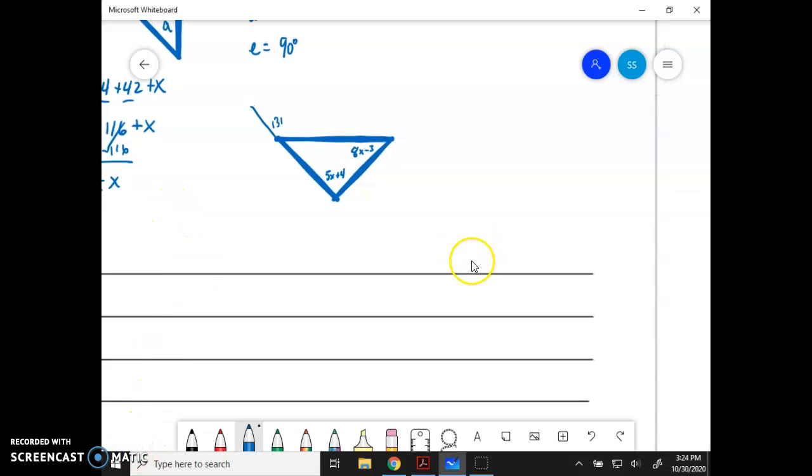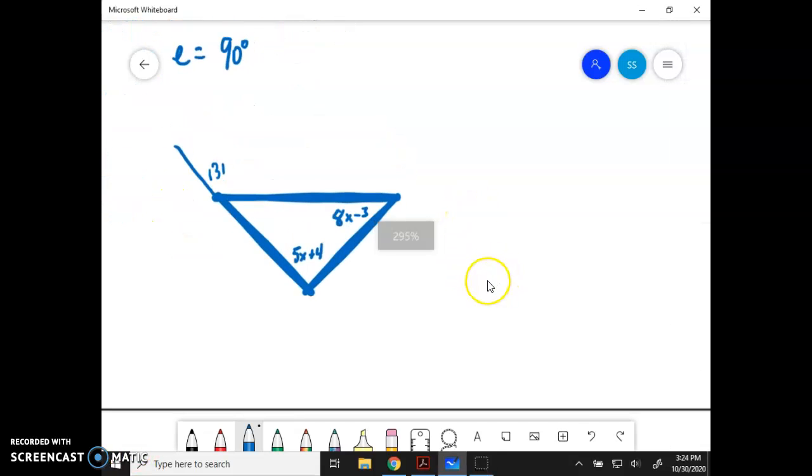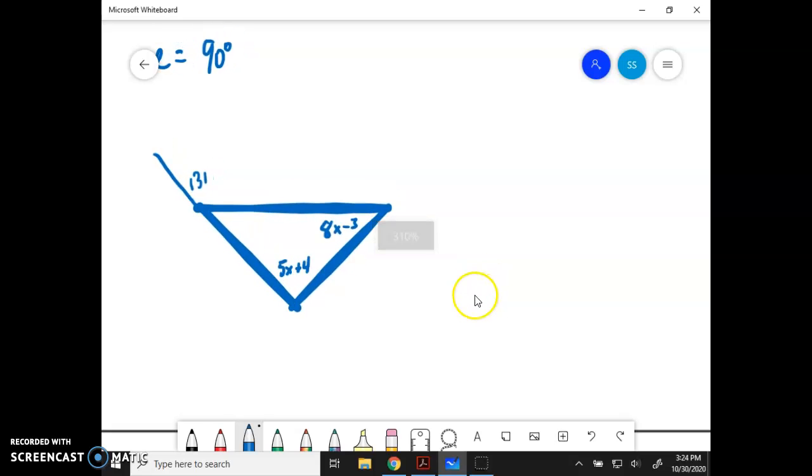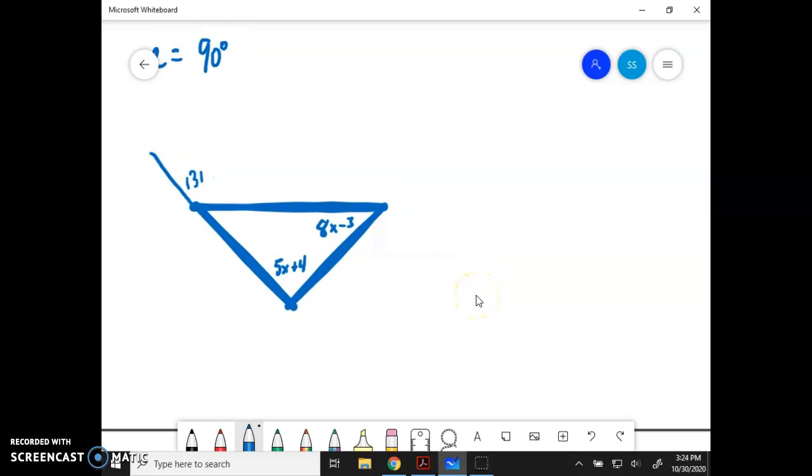All right, last problem we got for today. A little hard to see, so I'm going to zoom way in here. We have an exterior angle and two remote interior angles. So we know from the theorem that these two angles here will add up to equal this angle out here. So we just set up an equation: X minus 3 plus 5x plus 4 is equal to 131. And we just solve this equation.